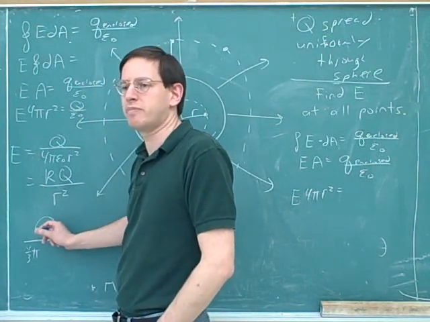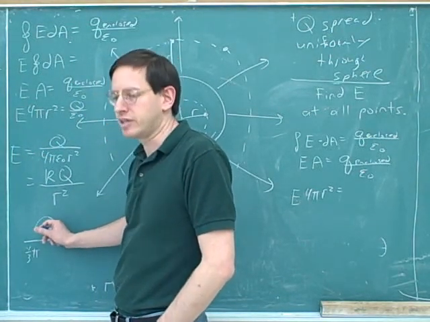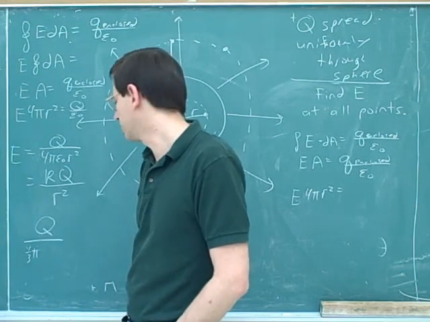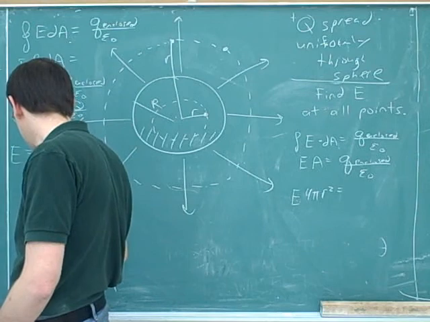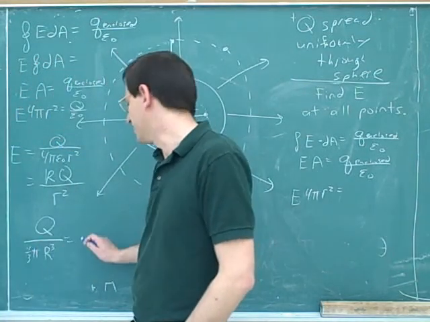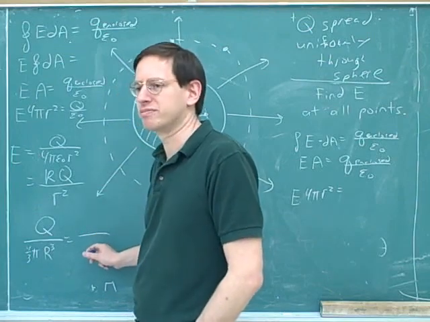And remember, this is the total amount of charge. So we should be using the total size of the sphere. So should that be an uppercase R or lowercase r? It should be an uppercase. So that would be one part of the proportionality. And then we have to figure out what goes over here.